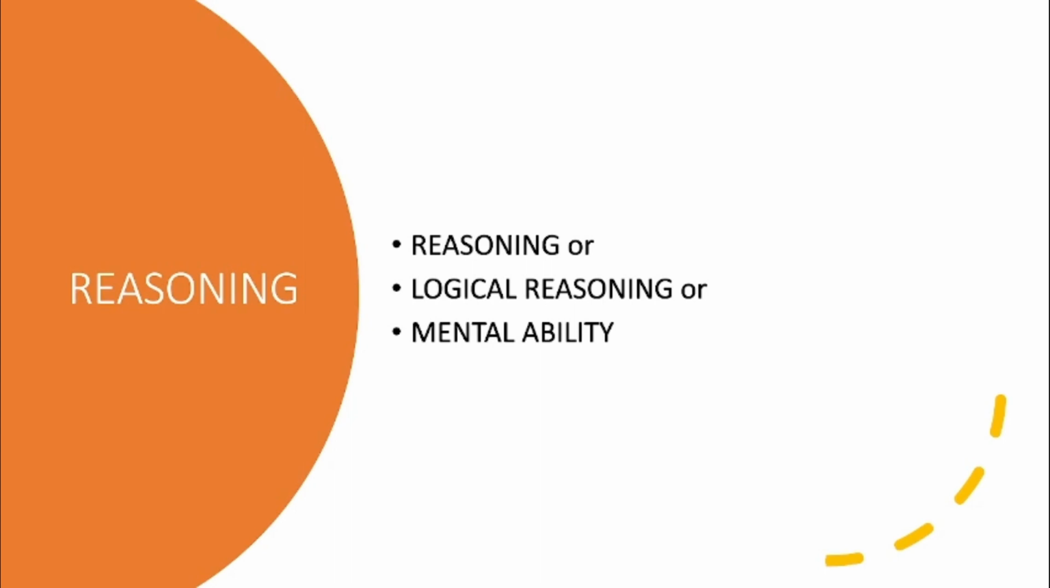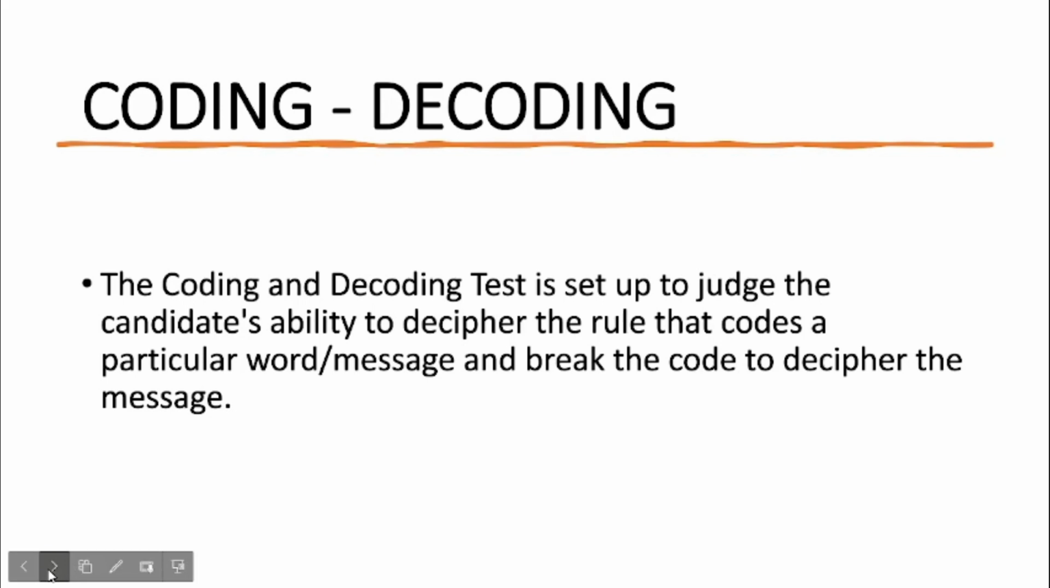As a part of the reasoning series, our topic for today's session is coding and decoding. This is also another simple topic where mostly it involves alphabetical order. A word is coded using some logic between the alphabets. So we have to find out the logic and create the solution for the given word.